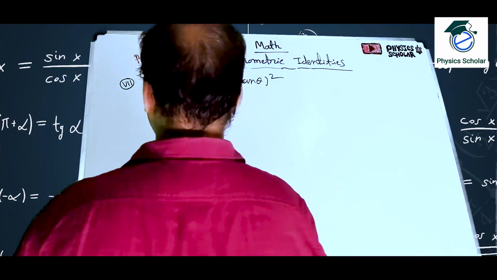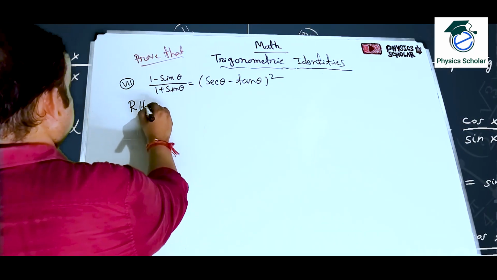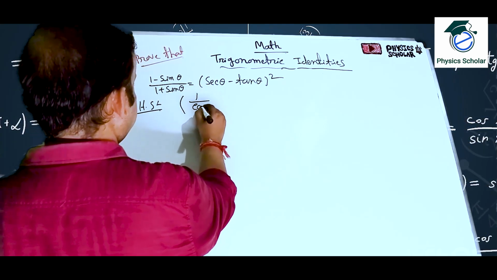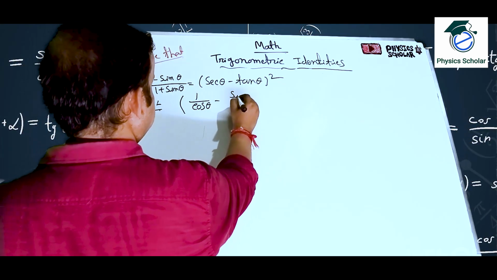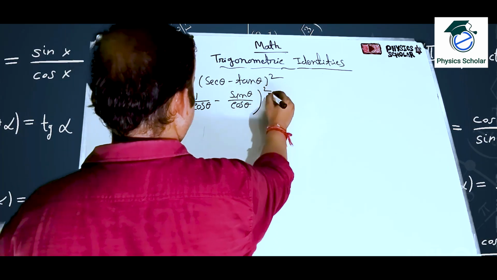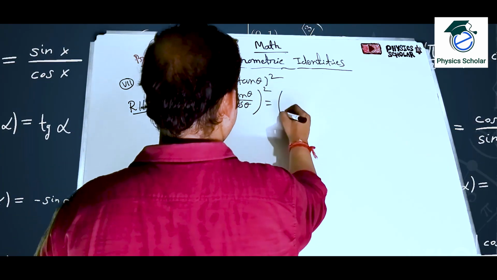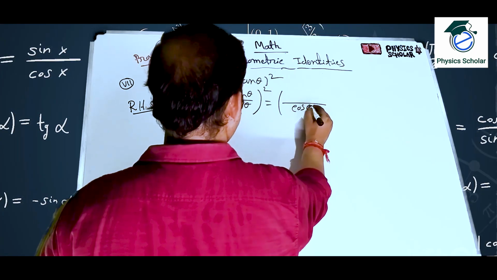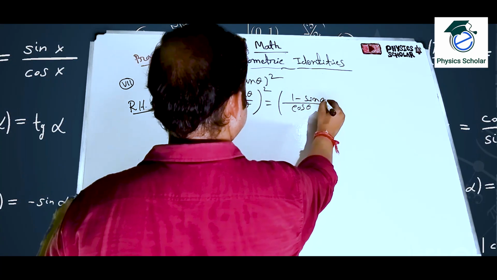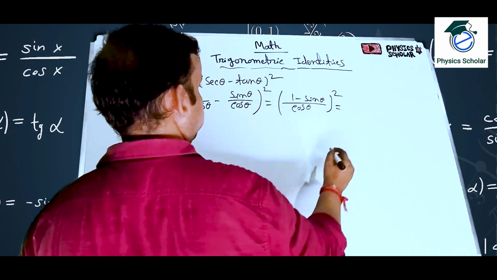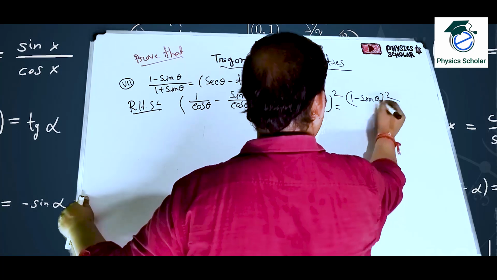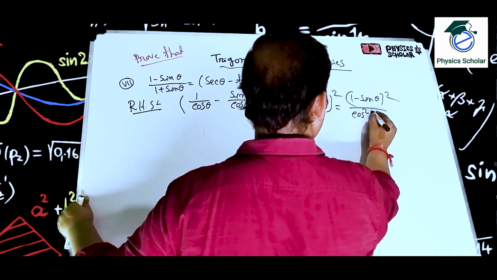Now see, let us write the right hand side here. So sec theta means what? 1 by cos theta minus what? Tan theta means sin theta by cos theta, whole square. So what can we write? Cos theta will be the LCM. So cos theta will be the LCM means what? 1 minus sin theta whole square divided by cos square theta.